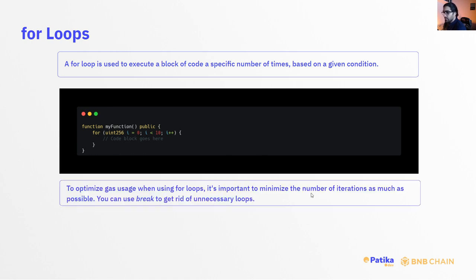So to optimize gas usage when using for loops, it's important to minimize the number of iterations as much as possible. You can use break to get rid of unnecessary loops. So that's also important. If you reach a value that you need to break the statement, and it's the same logic in other programming languages as well, because if we reach the value, we don't need to loop through all the, for example, lists or the values that we have in the for loop.